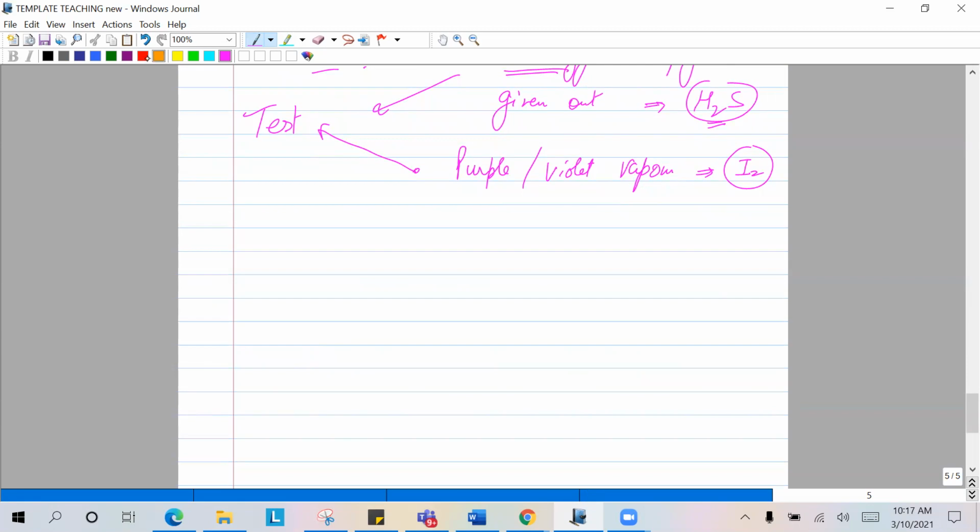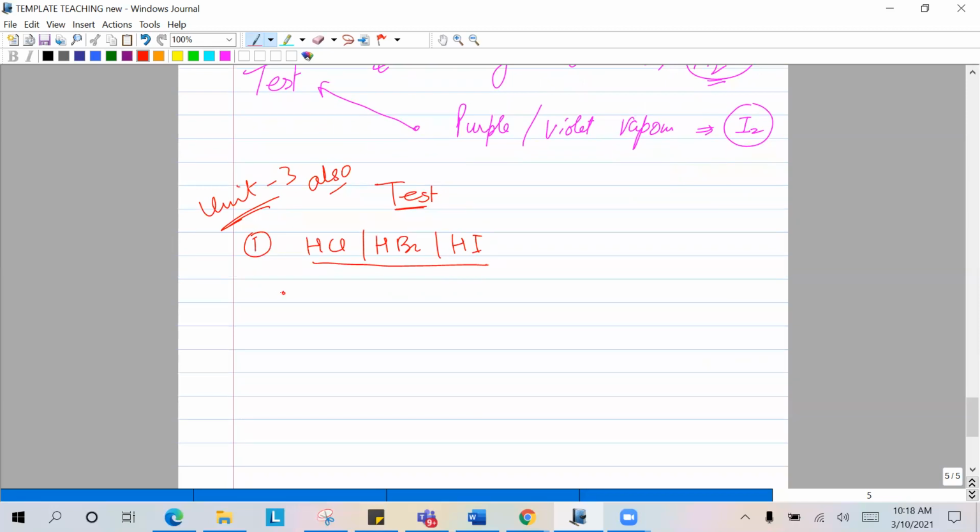Then the next thing is we need to confirm all the things that we have been talking about, that this is H2S produced, this is SO2 produced, or I2 produced, and so on. So let's start with the first thing, the test for HCl. Now this is actually for all of them, HBr or HI, anything. This will be helpful for your unit 3 also. All these observations and everything, they are required for your unit 3 also. Over here, there are two ways of testing whether it is HCl or not.